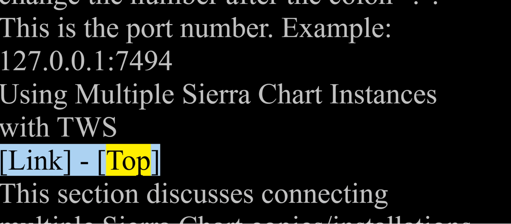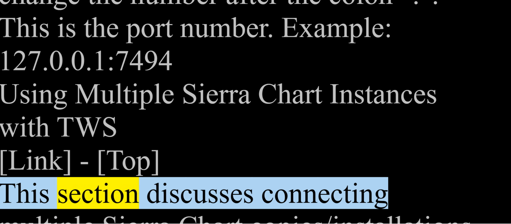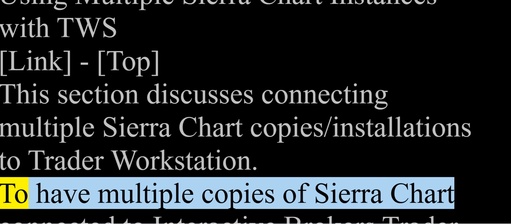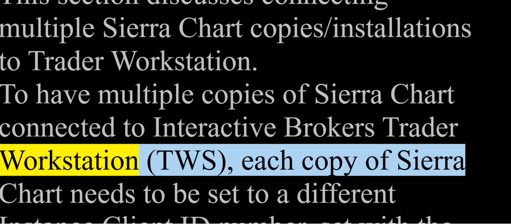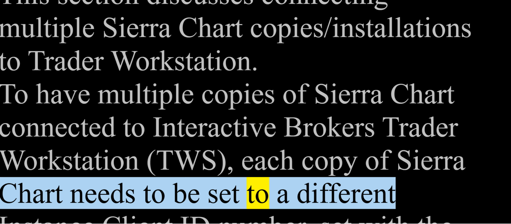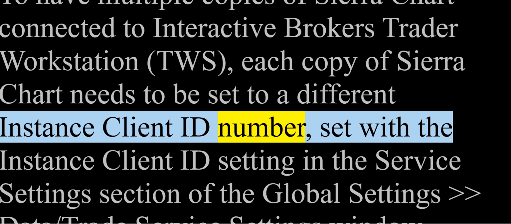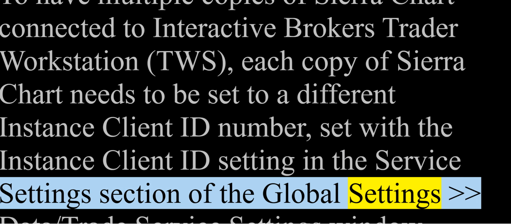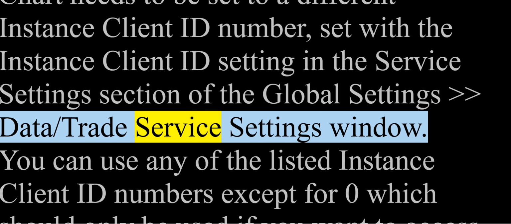Using multiple Sierra Chart instances with TWS. This section discusses connecting multiple Sierra Chart copies/installations to Trader Workstation. To have multiple copies of Sierra Chart connected to Interactive Brokers Trader Workstation, TWS, each copy of Sierra Chart needs to be set to a different instance client ID number, set with the Instance Client ID setting in the Service Settings section of the Global Settings, Data/Trade Service Settings window.